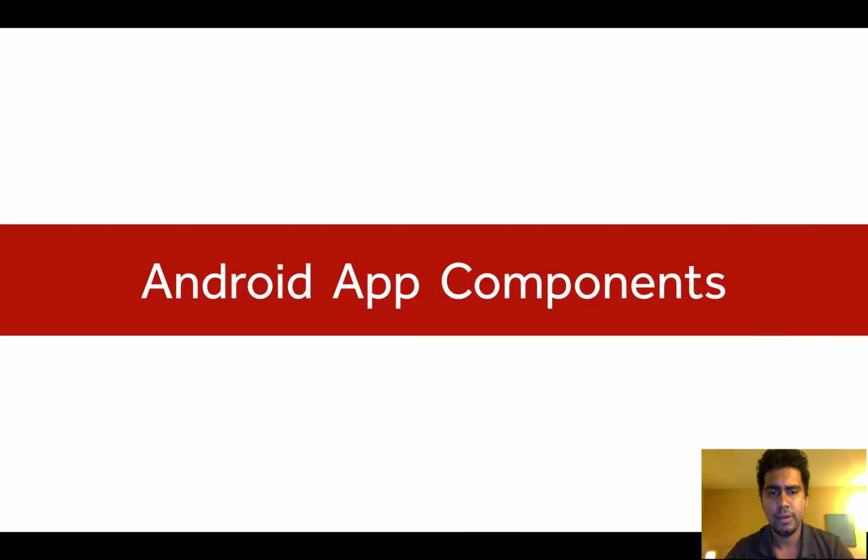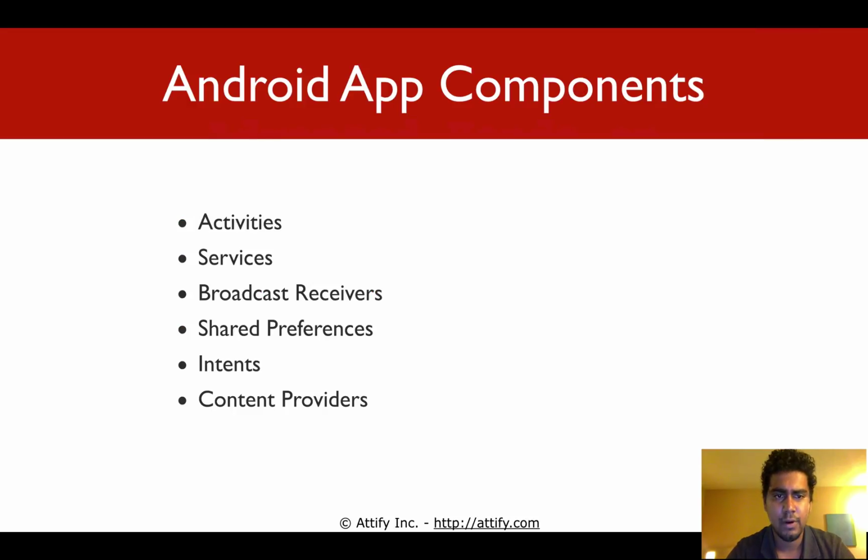Right. So in this video we'll be discussing the very basics of the Android application components, which is very much needed if you're moving to Android application auditing or Android pen testing, right? So we have a couple of components over here which are the core components of an Android application. You've got activities, and then you have services. You have broadcast receivers, shared preferences, intents, and content providers, right?